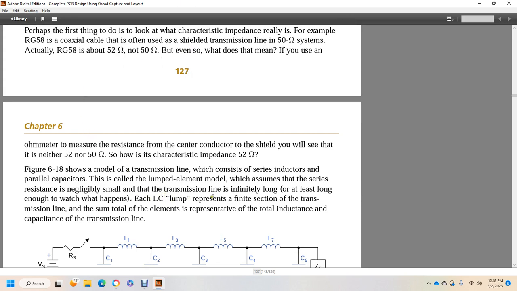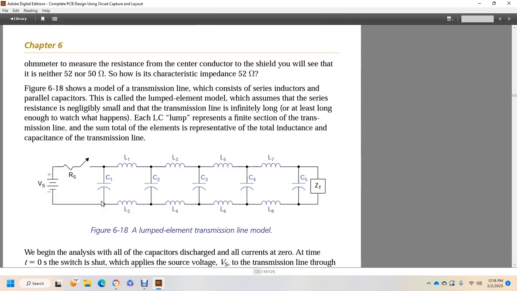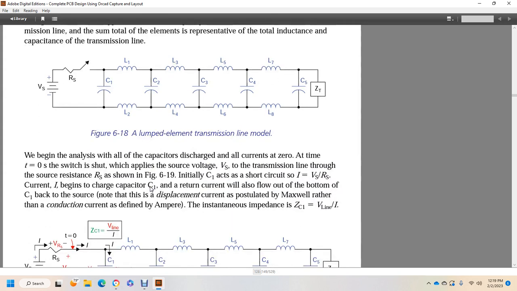Each inductor-capacitor lump represents a section of the transmission line, with the sum total of the elements representing the total inductance and capacitance of the transmission line. So you have inductors 1, 2, L and capacitors 1, 2, 3, and 4. They seem to be in series, with a source resistor RS and source voltage VS, and inductors 1 through 8.